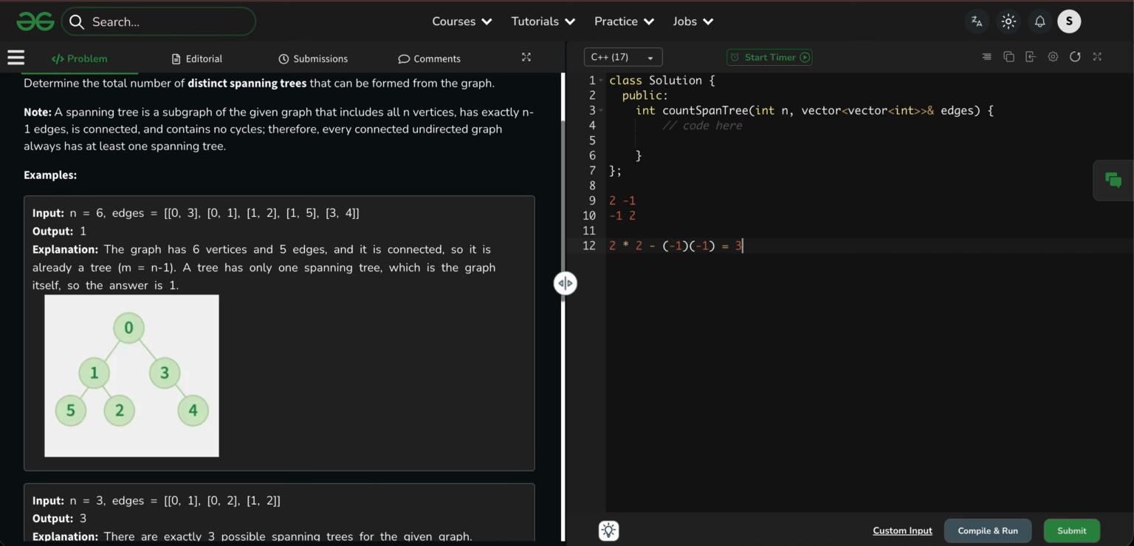So the total number of spanning trees is 3. So that is the formula here. The approach: create a Laplacian matrix, remove 1 row and 1 column, find the determinant of the remaining matrix, and the determinant is equal to the answer.